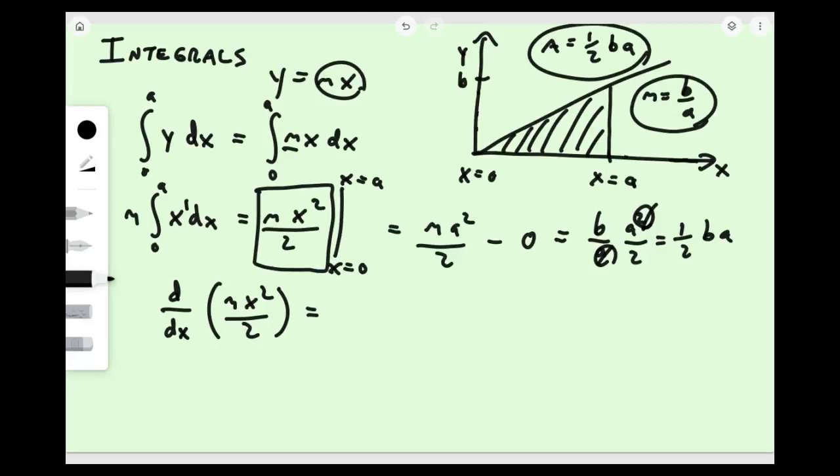And I bring that exponent out in front, 2mx, now it's to the first power, because I subtracted 1 off the exponent, and that's still divided by 2. And that simplifies to mx, which is the original function we had, y equals mx. It's always a key check to do. Taking a derivative is often easier than integrating, and you want to make sure that you can get back to the original function.